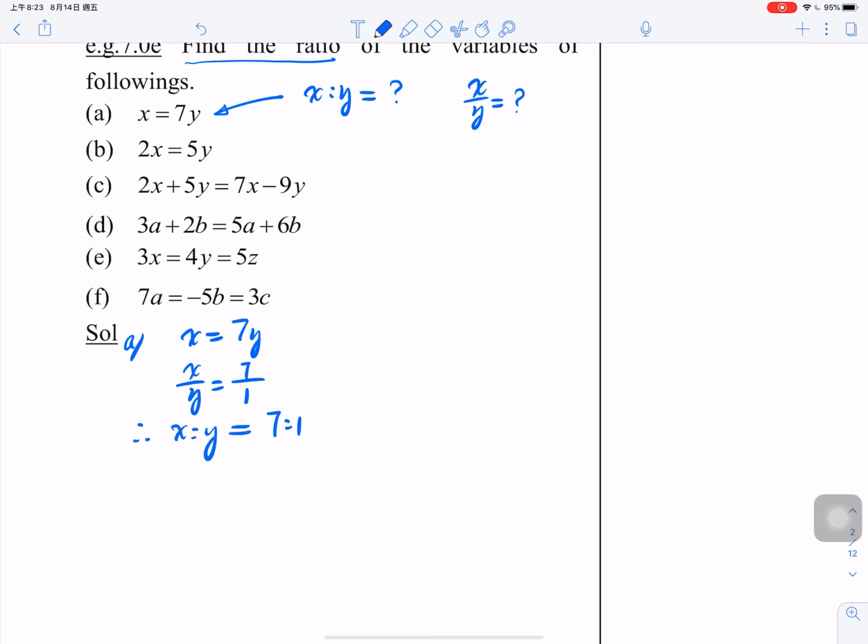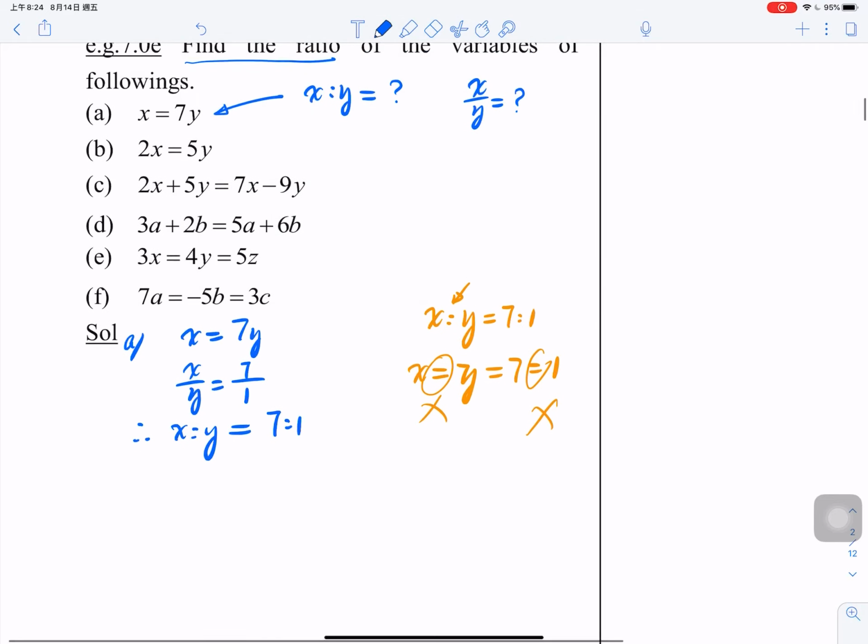7 to 1. Okay, here I want to remind you, if we want to find x to y, write it with a colon, for example 7 to 1. Don't write x equals 7y equals 7 1. Write the colon clearly. Okay, going on to have a look at part B.